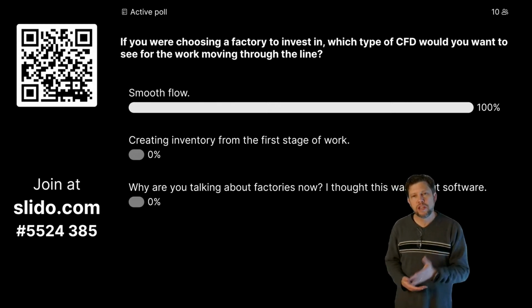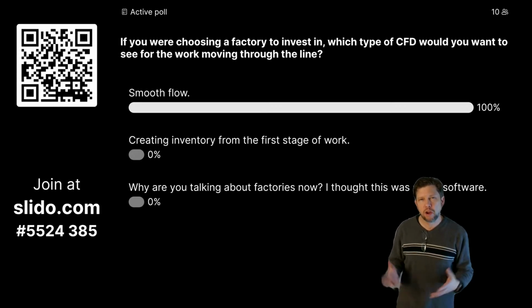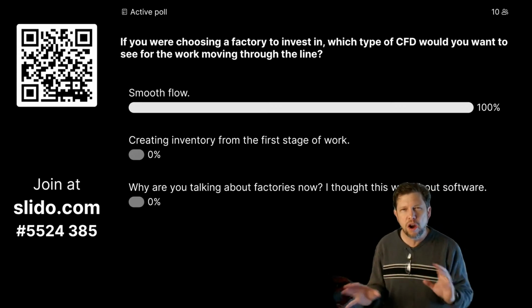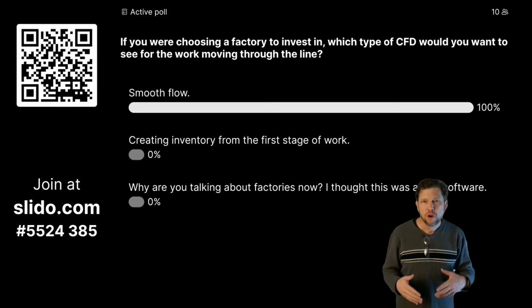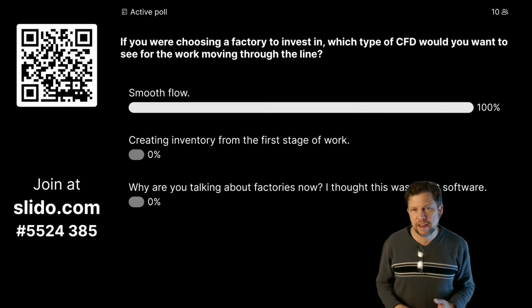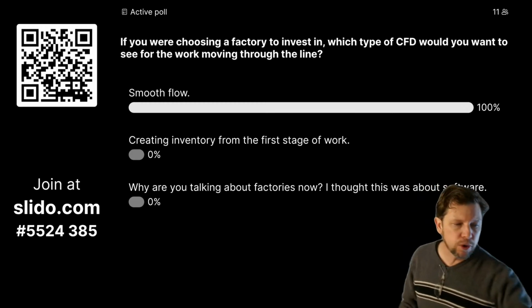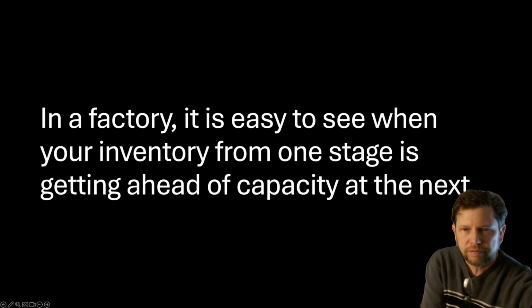With software, it's really easy to miss what's happening because it all just kind of goes out of mind. It's not easy to see. That's what the cumulative flow diagram does, it helps show you where stuff's piling up in ways that in a factory would be really easy to see because you'd actually be tripping over it and running out of space.